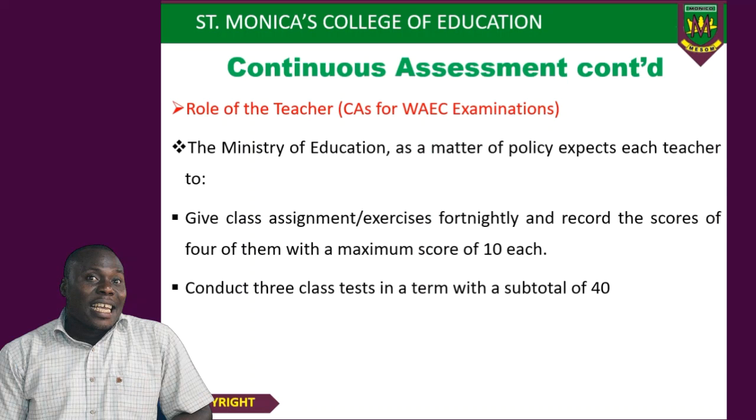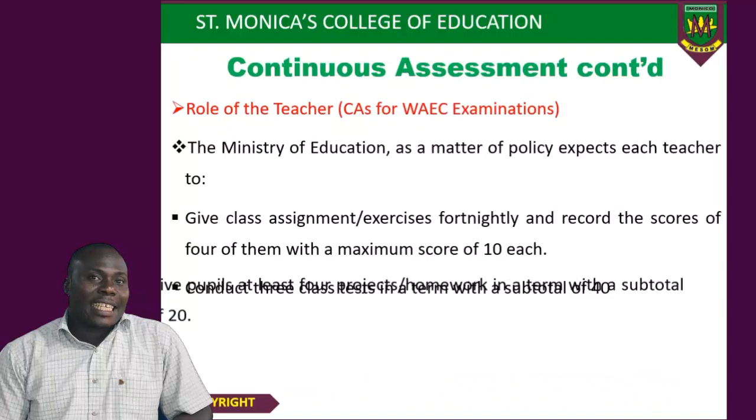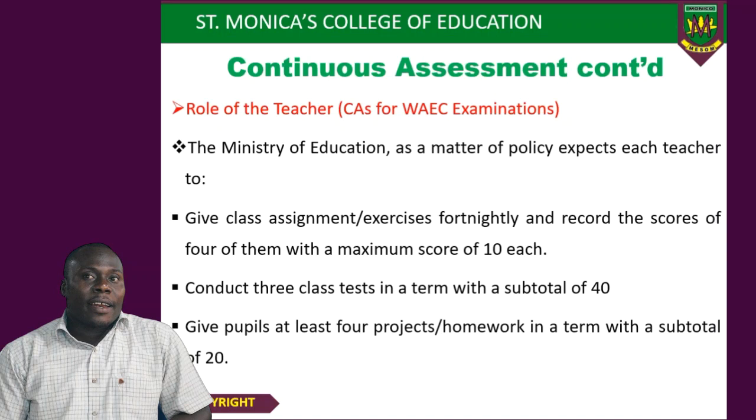So each teacher is expected to conduct 3 class tests, all put together to make 40 marks. So you can apportion the marks as you want. The first class test can take, say, maybe 20 marks. The second one can take 10 marks, and the third one can take 10 marks, all coming together to make 40. Or better, you can say the first class test 15 marks, second class test 15, making 30, and the last class test 10, all cumulative or subtotaling 40 marks.